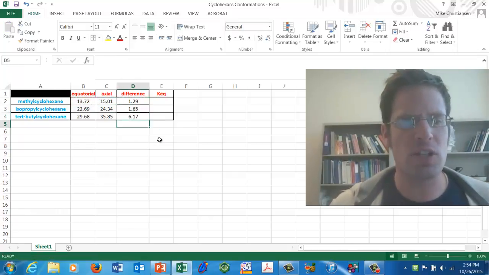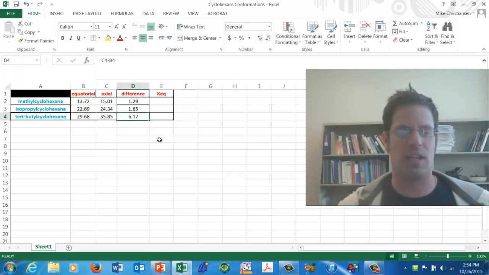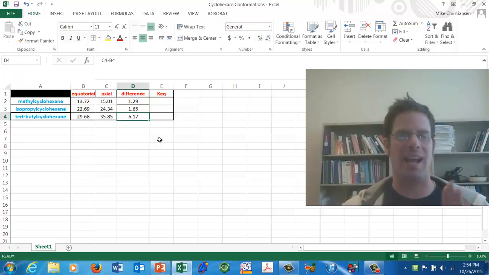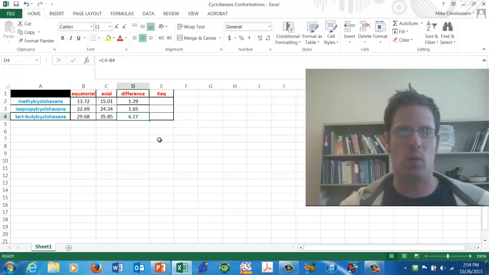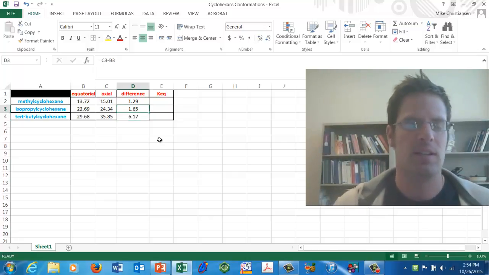You can see that the largest energy difference is going to be in the tert-butyl cyclohexane group. That is, there's the largest energy barrier between axial and equatorial for this molecule than for the other ones. There is a slightly larger barrier for the isopropyl substituted group than the methyl one.